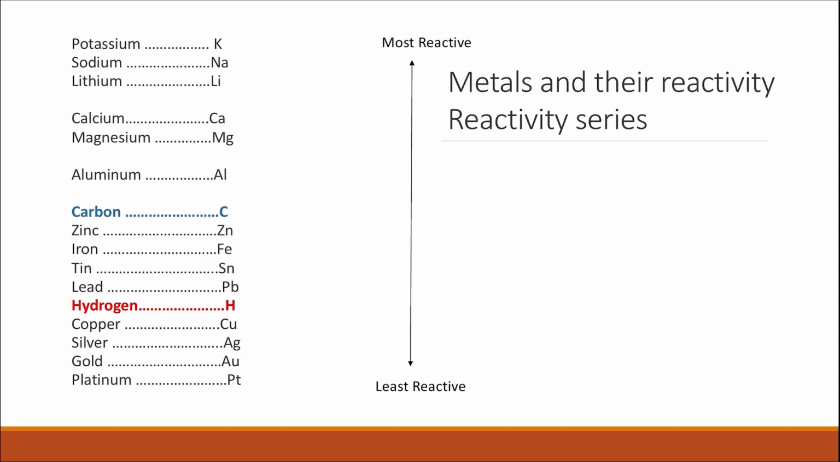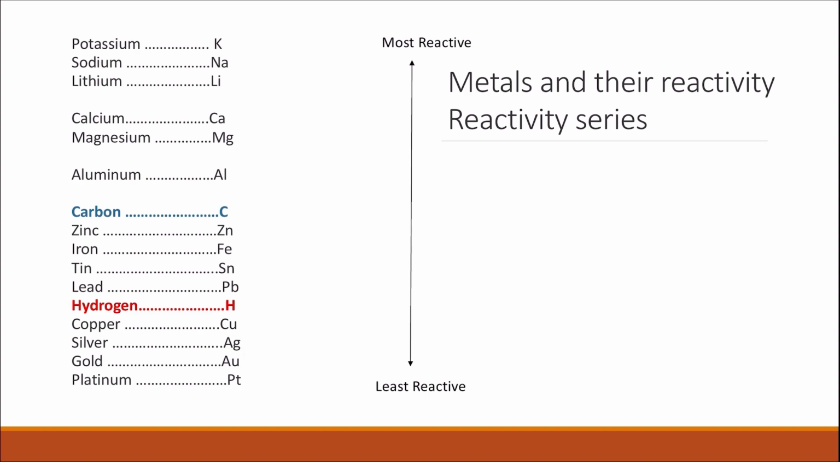The main reason for that is that group 1 metals have only one electron and it is easy to lose this one electron. Group 2 metals have two electrons in their outer shell and they need more energy to lose these two electrons, so they become less reactive in comparison to group 1 metals.